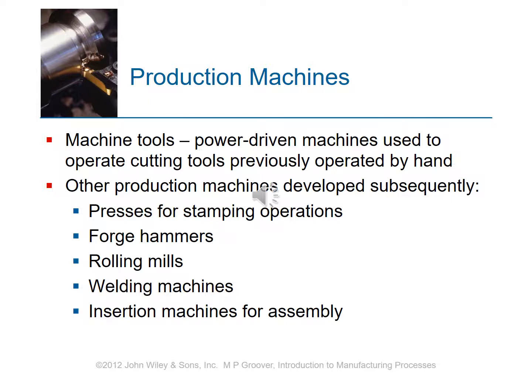Other production machines, you've got presses where you change a flat piece into a sink. You've got forging operations. This is where you watch that forge by fire. That's forging. Rolling mills. This is where you change the shape. You take a flat piece of metal and turn it into a big pipe or something like that. Welding machines are coming on more and more, and cars are assembled by welding machines, robots. And then you've got insertion tools.